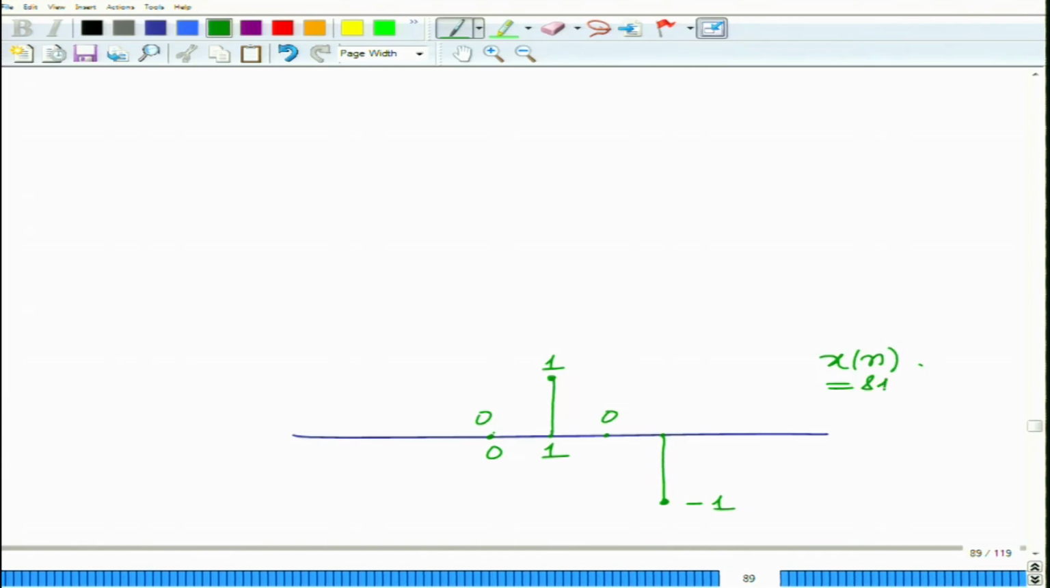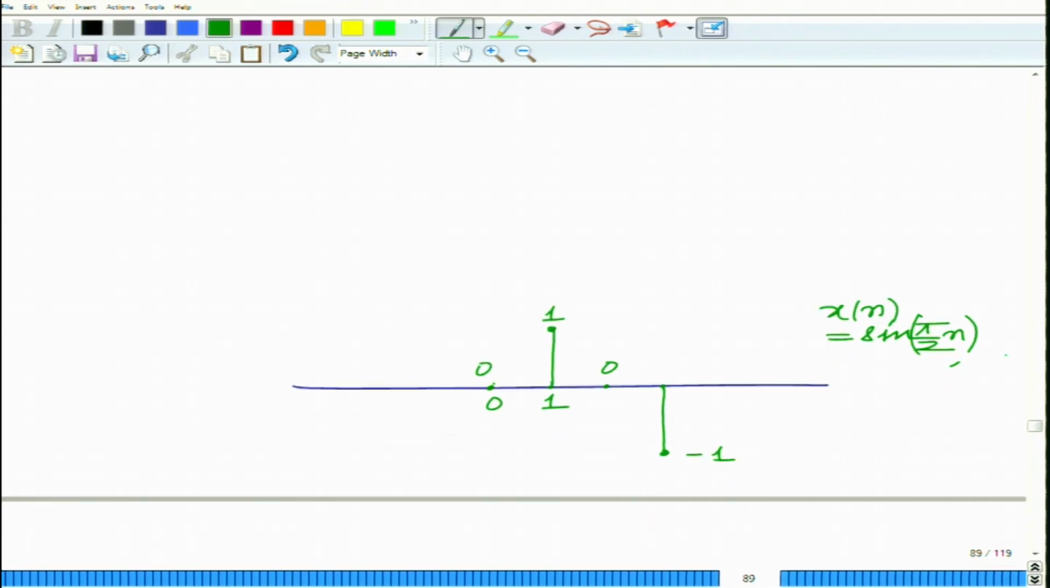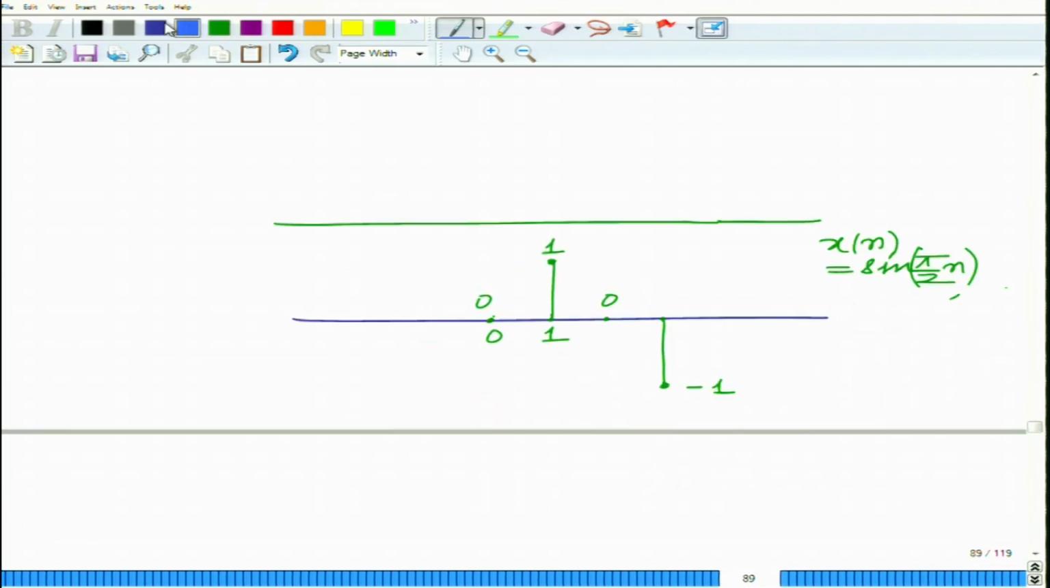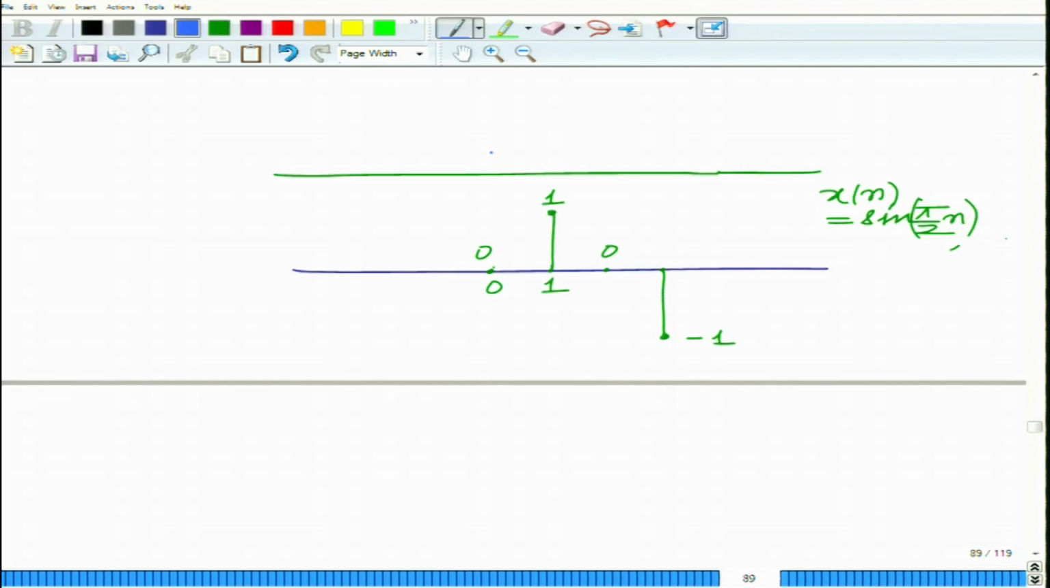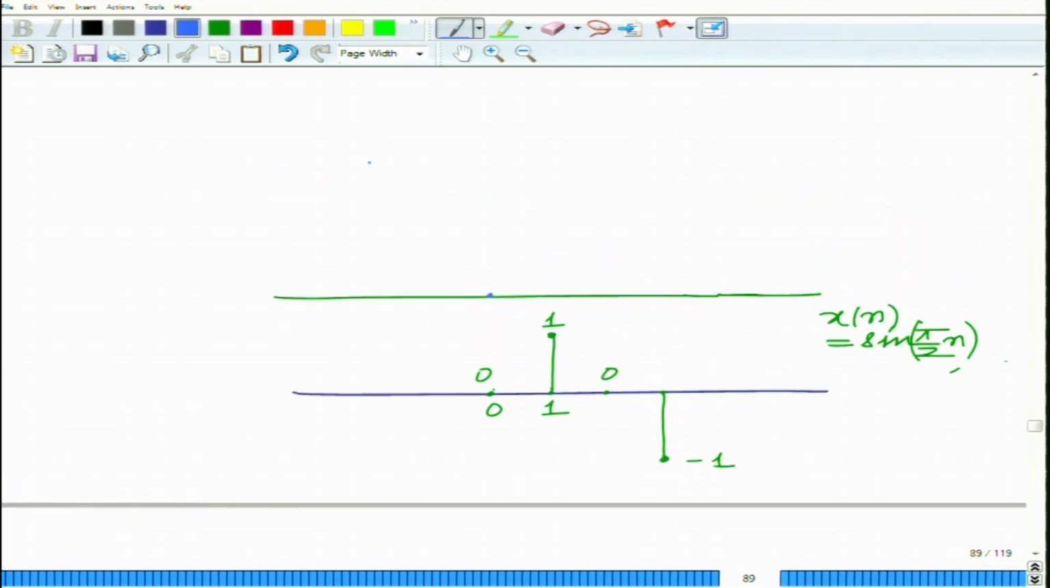Which is equal to sin(pi by 2 into n). And h[n], remember, now let us plot h[n], and this is an interesting thing. h[0] is 1. I am not going to draw the stems here, I am just going to mark the values. This is h[n]: h[0] is 1, h[1] is 2 to the power of 1, which is 2, h[2] is 2 to the power of 2, which is 4, and h[3] is 2 to the power of 3, which is 8. So, this is h[n].